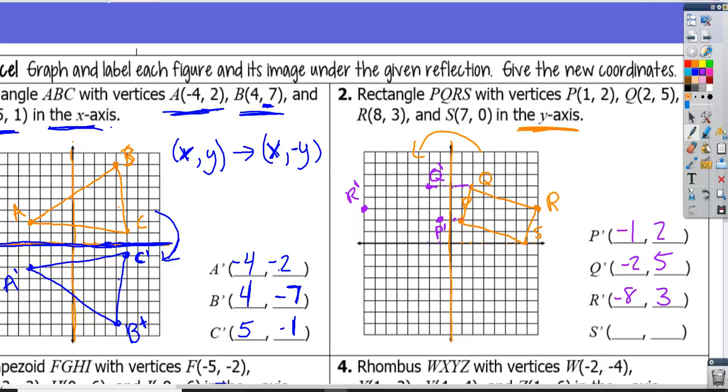I'm noticing a pattern here. All of my x's are now negative. So I'm just going to go ahead and guess. My last one's going to be negative 7, 0. So this is 7 away. So I'm going to go 7 away. Put a dot. And that's my S prime. And I'm going to connect them. I'm going to check to make sure I did it right. So those look about the same size to me. You want them to be the same size because we're not changing the size of the image when we reflect. We are just moving it. We're not changing the size. So they should look about the same, just in a different spot.